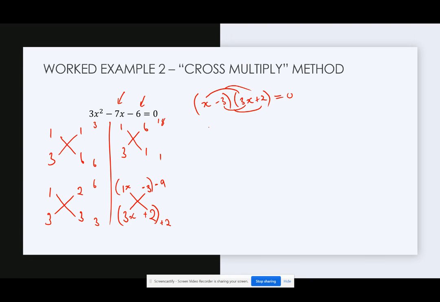So x times 3x will give me 3x squared. X times positive 2 is plus 2x. Minus 3 times 3 is minus 9x. And minus 3 times positive 2 is minus 6. Which is exactly the right combination that we had over here with minus 9 and positive 2. And of course, those combine in the same way to make minus 7, which means that it's correct.